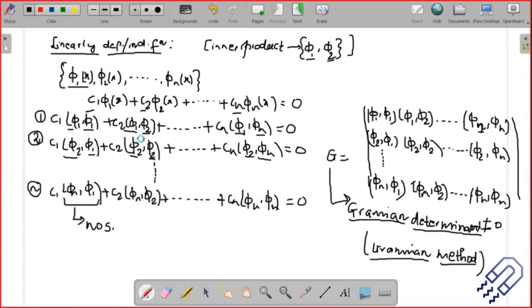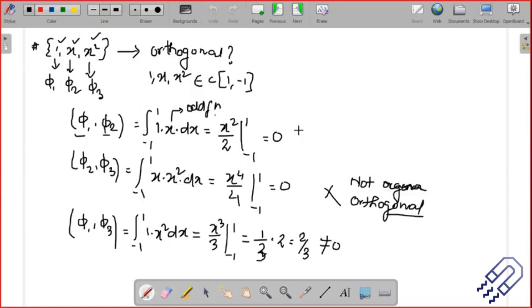What do you mean by inner product? If you just want to write down the form of inner product, you'll get something like this. Okay.